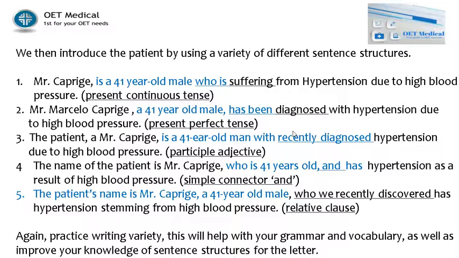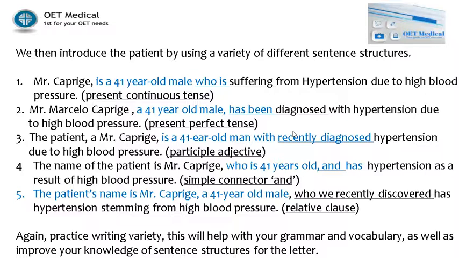The name of the patient is Mr. Capridge, who is 41 years old and has hypertension as a result of high blood pressure. So we're just using a connector and we're also using different terminology: as a result of, because of this, as a result of this, same meaning.